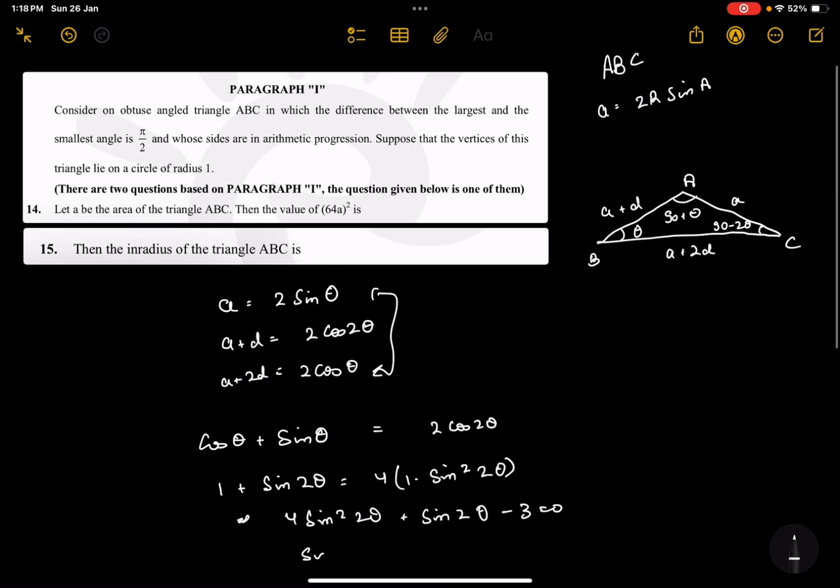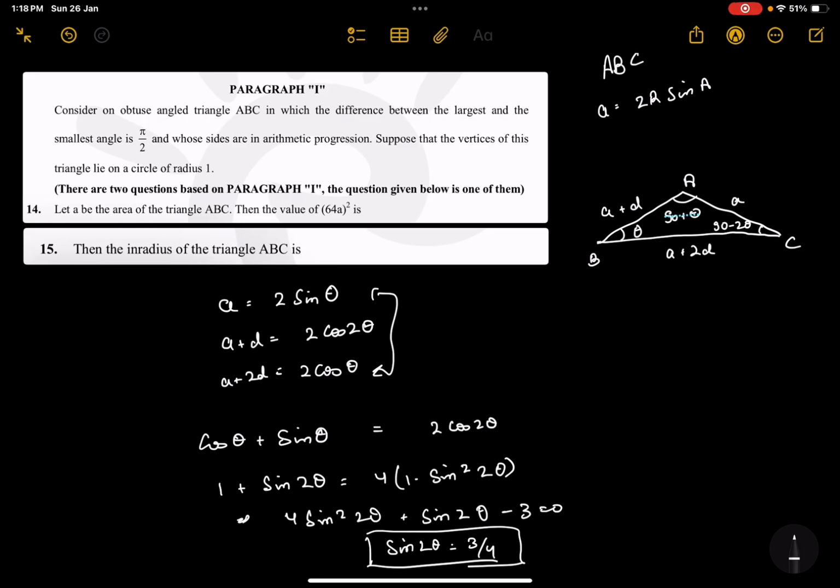So the solutions for this are sine 2 theta equals minus 1 or 3 by 4. But we can reject minus 1 because theta is less than 90 degrees, which makes 2 theta less than 180 degrees. So sine 2 theta has to be positive. So this goes away. That leaves us with sine 2 theta equals 3 by 4. So let's next move to the question itself.